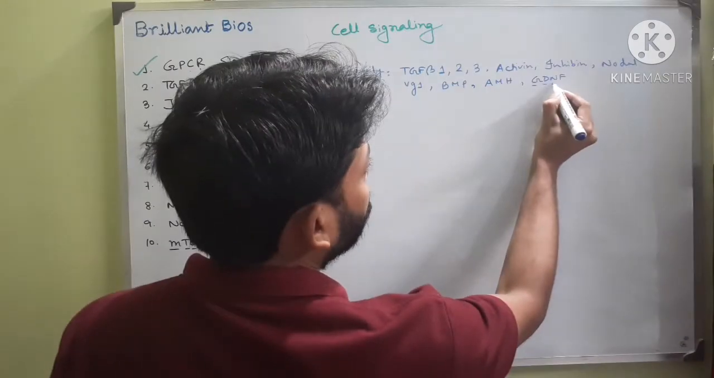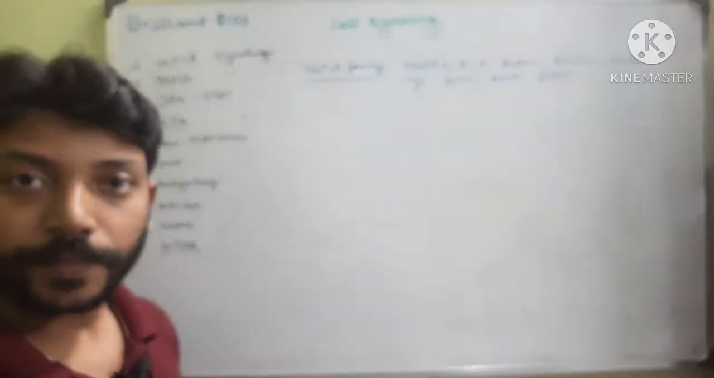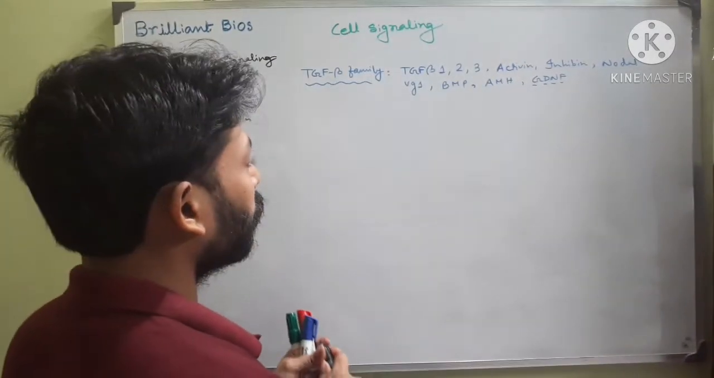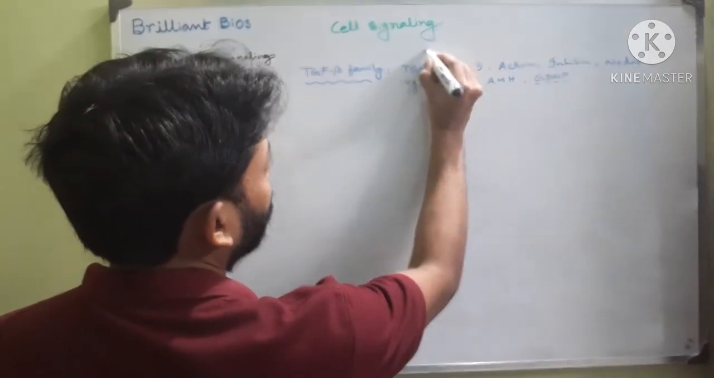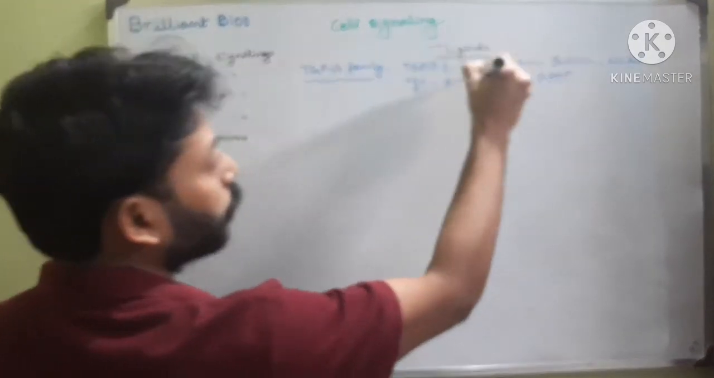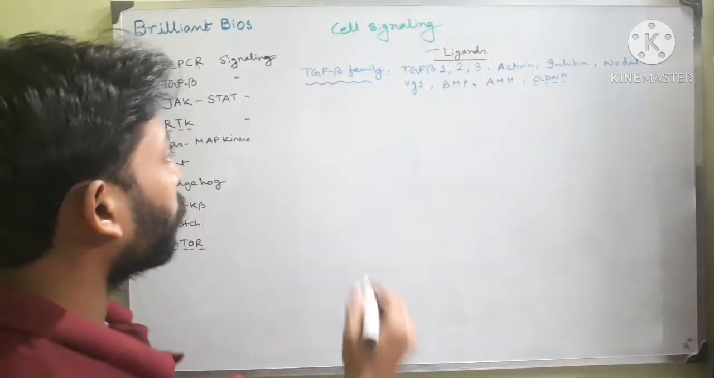Then AMH, that means anti-Mullerian hormone. Another is called GDNF, that means glial derived neurotrophic factor. So these are the TGF beta family members. These actually act as ligands of this TGF beta signaling pathway. So these are the ligands. Any of them can activate the TGF beta signaling pathway.